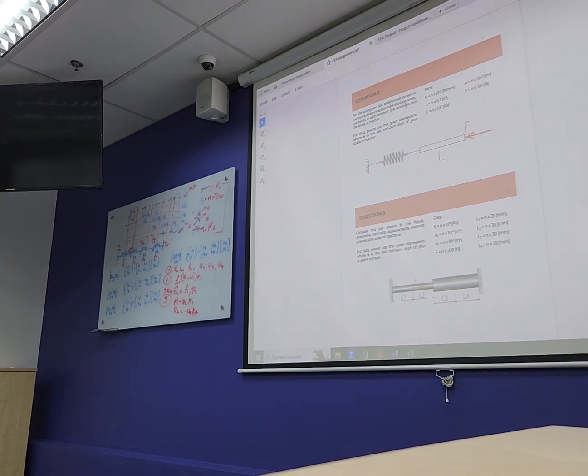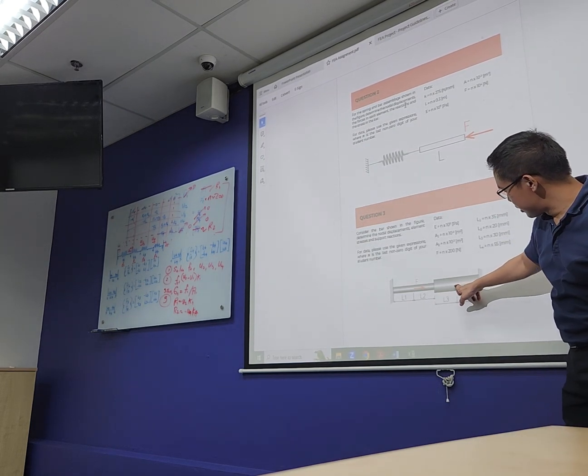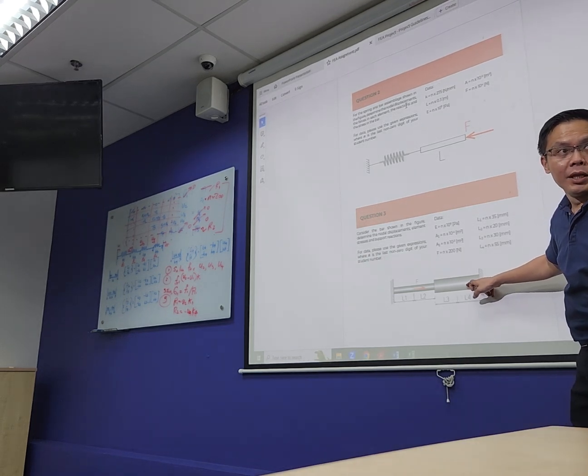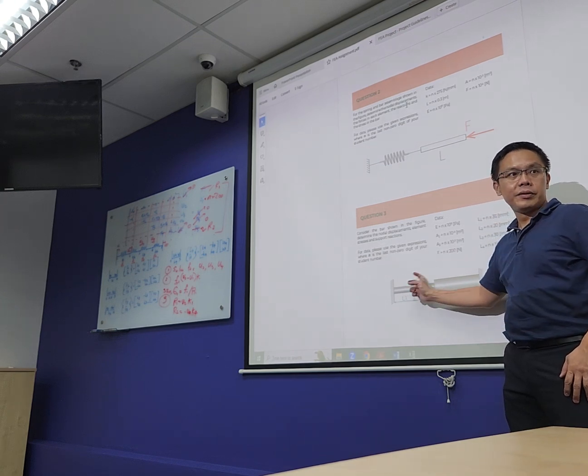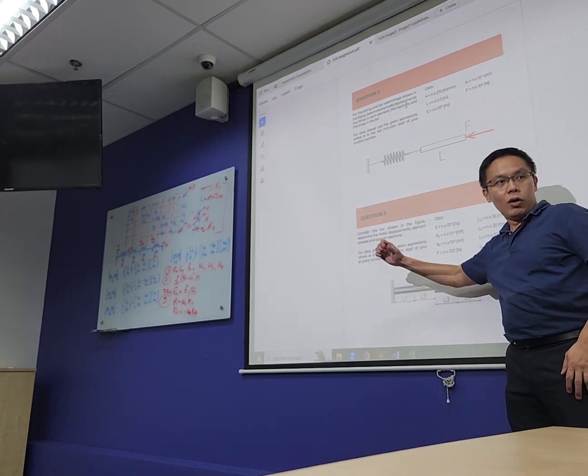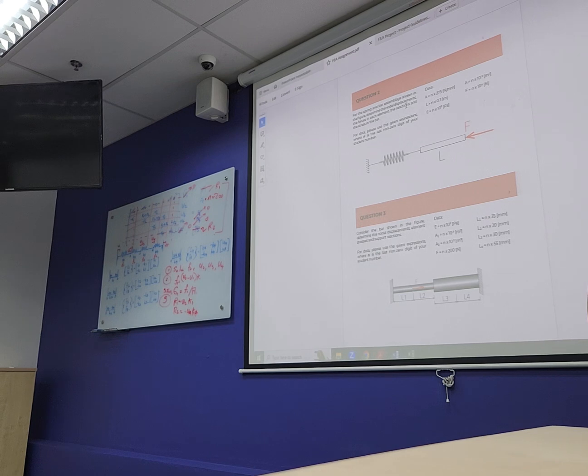It makes sense. So imagine I have a positive force, a positive displacement here. The direction of force will be what? Negative. If I have a positive force in this direction, what is the direction of force here? Also in this direction. Okay?